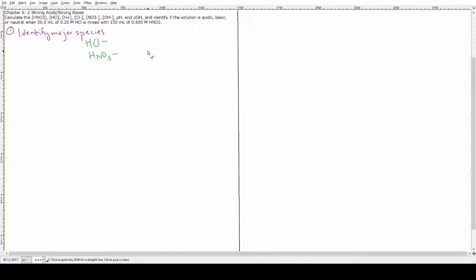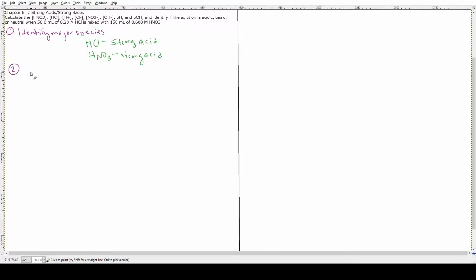And let's identify what these are. They're both acids. And are they strong or weak? I hope that you said strong. If you didn't, it's okay. I still believe in you. Just learn those, memorize them. All right, step 2. What do we do next?